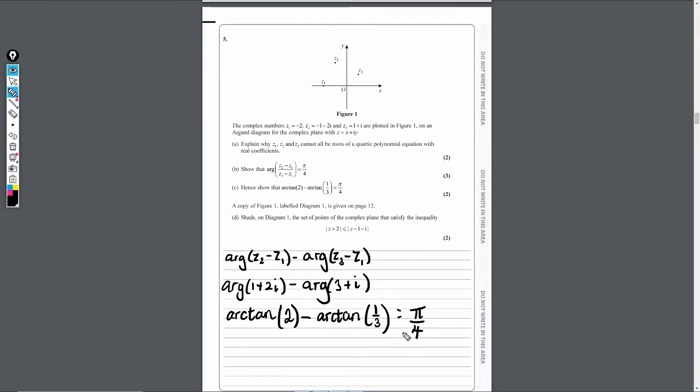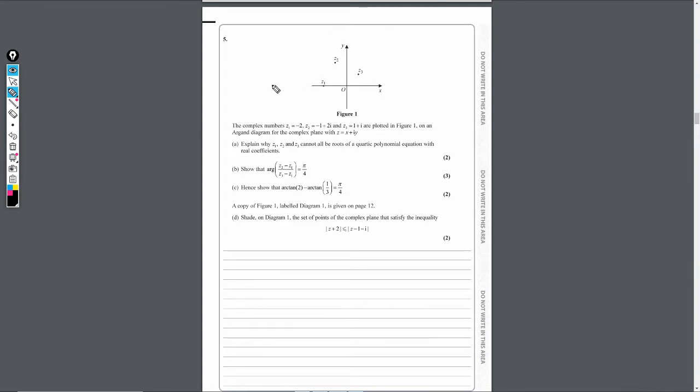And then finally for part D, we've got a copy of figure 1 here, labelled on diagram 1. Diagram 1 is just the exact same as this Argand diagram here, so I will just do it on figure 1. We've got to shade the set of points of the complex plane that satisfy this inequality: the modulus of z plus 2 being less than or equal to the modulus of z minus 1 minus i, for 2 marks. So, where do we begin with a question like this?